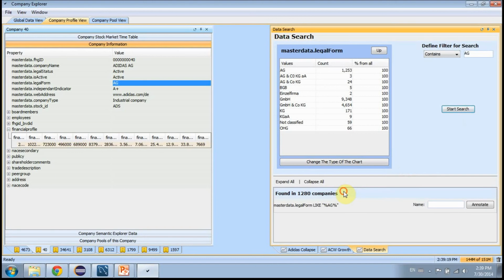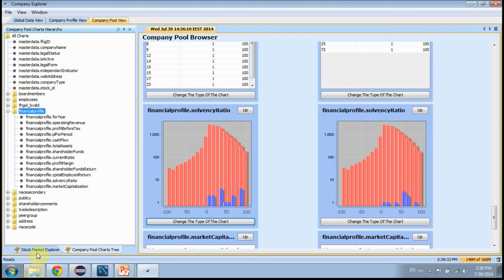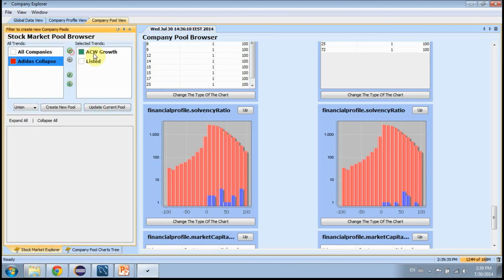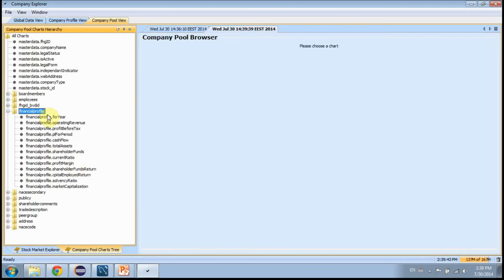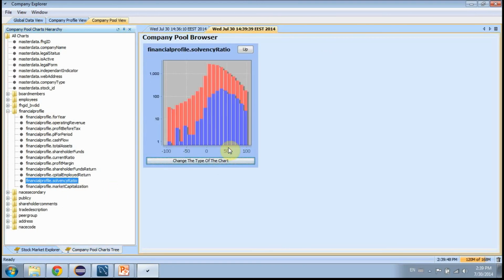I find a little bit more than 1000, then listed. I am annotating those companies. Now let's see their solvency rate. The listed companies I'm interested in are here. I will create a new pool and I will go to the solvency ratio and I see that there are a lot of companies which are on the stock market but have a negative solvency ratio.